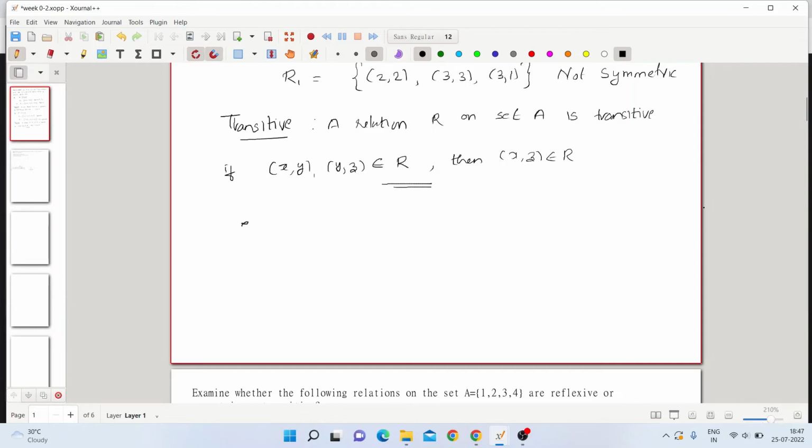So these are the three relations: reflexive, symmetric and transitive. Now our question is to check whether the relations given in the set A equal to {1, 2, 3, 4}, whether these are reflexive, symmetric or transitive. Now let us see the first one.